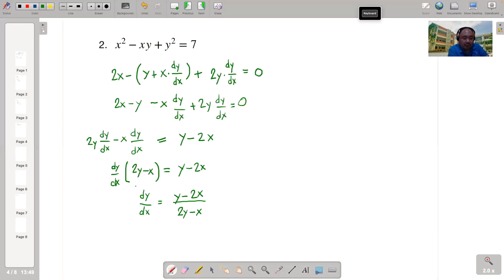With this, we can already box this as our final answer. Okay, and we are able to arrive at the derivative only through implicit differentiation. Shall we see another example?